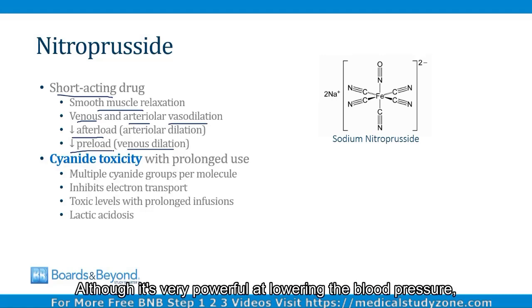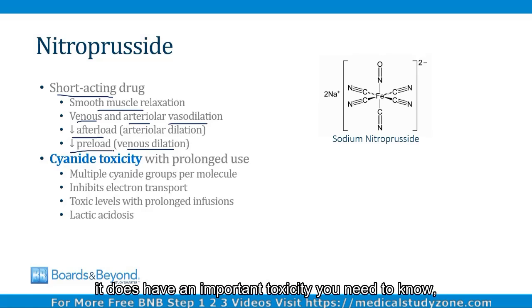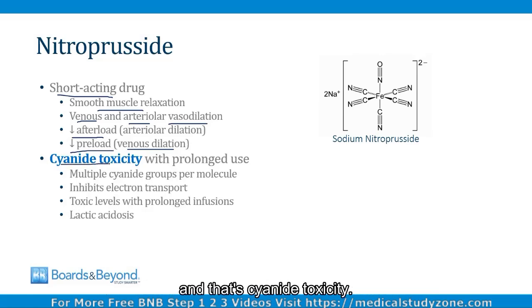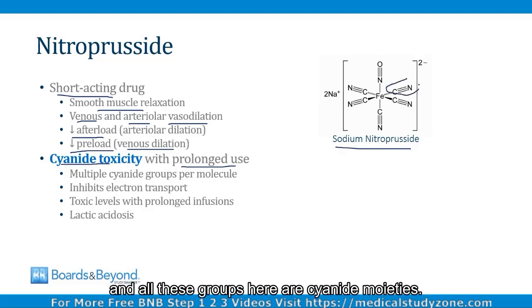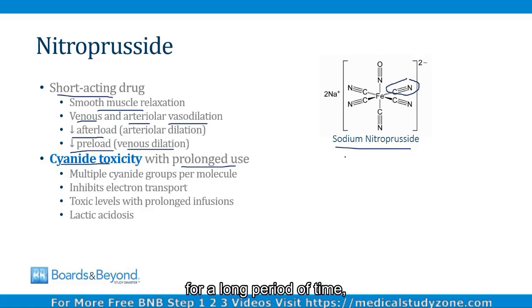Although it's very powerful at lowering the blood pressure, it does have an important toxicity you need to know, and that's cyanide toxicity. This only occurs with prolonged use. If you look at the top right side of the screen, this is the structure of sodium nitroprusside, and all these groups here are cyanide moieties. So if you administer this drug to a patient for a long period of time, they will develop cyanide toxicity.